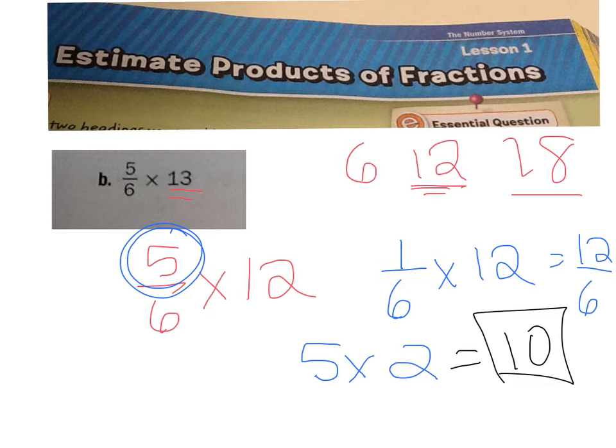This seems a little confusing, so let's look at another example. You can follow along with me on page 258. This is letter C, 3/4 of 23. Again, I want to look for compatible numbers to the denominator, which in this case is 4. So I'm going to go through multiples of 4 that give me close to 23. Well, I know 4 times 3 is 12, 4 times 4 is 16, 4 times 5 is 20, and 4 times 6 is 24.